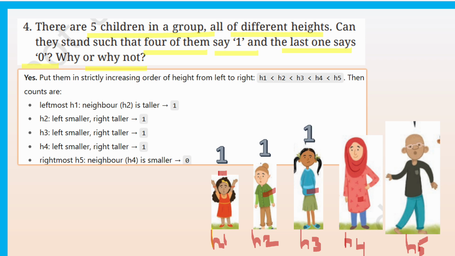Then see the next child. She has 2 neighbors. One is taller than her. So she will say 1. Then see the last person. He has only one neighbor and she is shorter than him. So he will say 0. So from this we can conclude that the children can stand such that 4 of them say 1 and the last one says 0.